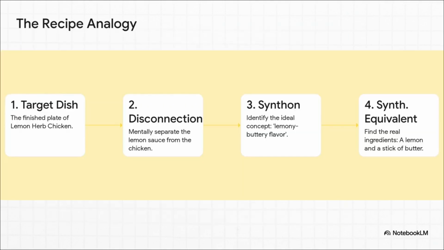Okay, let's put it all together with our lemon herb chicken. It makes so much sense this way. We start with our target dish, right, the finished plate. We perform a disconnection by mentally separating the sauce. This gives us our synthons, the idealized flavors of lemony and buttery. Finally, we go find our synthetic equivalents, the real ingredients, an actual lemon and some butter that we need to cook the dish. See? It's a recipe.